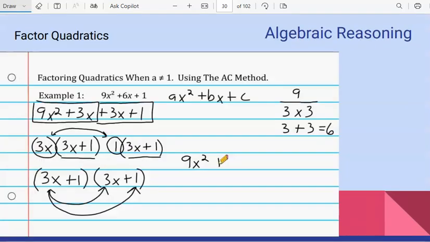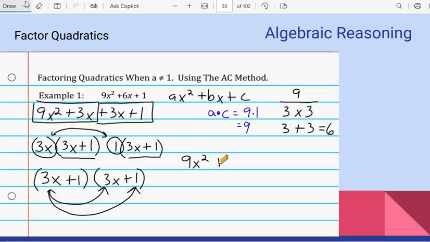Factor quadratics. Factoring quadratics when a is not equal to 1 using the AC method. Here's your example: 9x squared plus 6x plus 1. Okay, so a times c is equal to 9 times 1. That equals 9. We're going to write all the factors of 9. We have 3 times 3 and 9 times 1. Well, 9 plus 1 is not 6, but 3 plus 3 does give you 6.